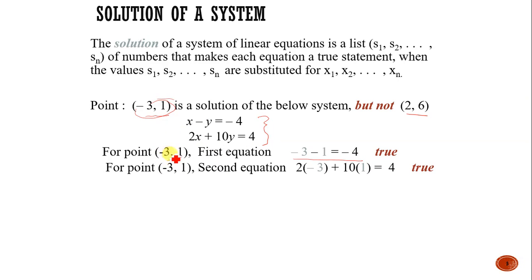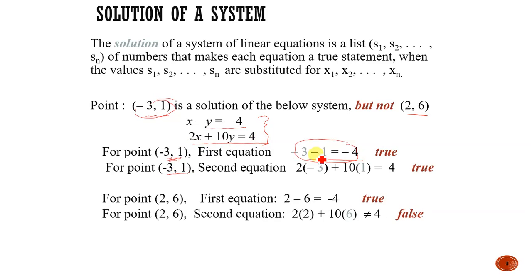So if we put -3 in place of x and 1 in place of y, we have this true statement. True statement means this point satisfies this equation, and similarly this point satisfies this equation. But this is not the solution of this system of linear equations because this point satisfies the first equation but not the second equation. So for a solution of a system, that point should satisfy both equations.